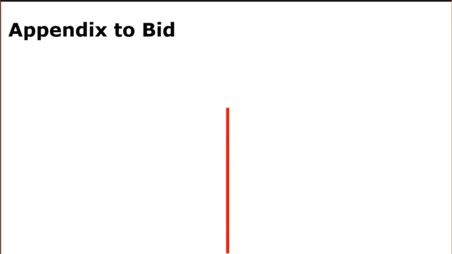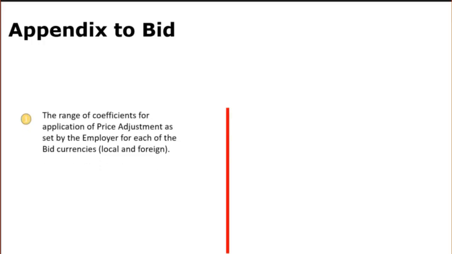Appendix to letter of bid. The appendix to letter of bid will contain the information and data concerning: 1. The range of coefficient for application of price adjustment as set by the employer, as explained in section 5 of this module, for each of the bid currencies, local and foreign.